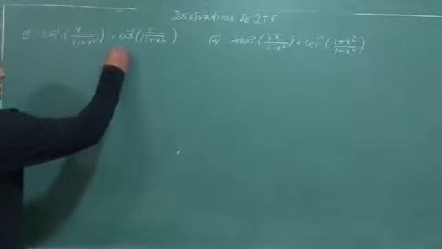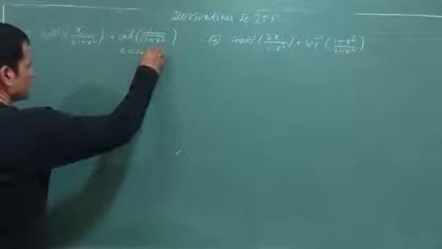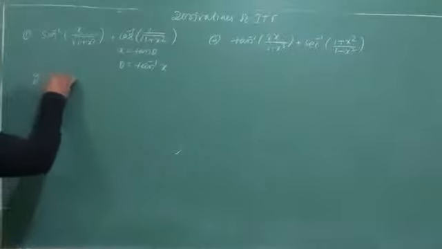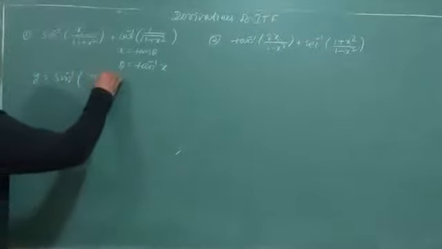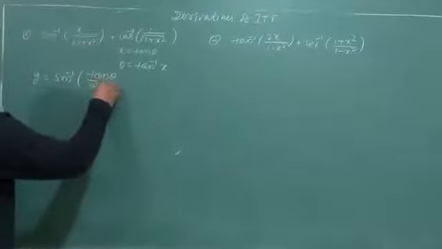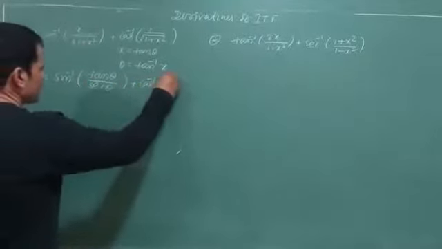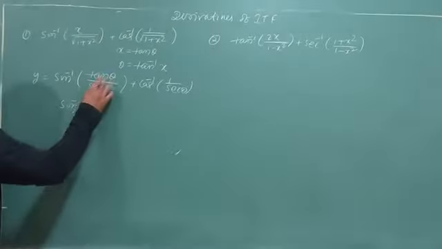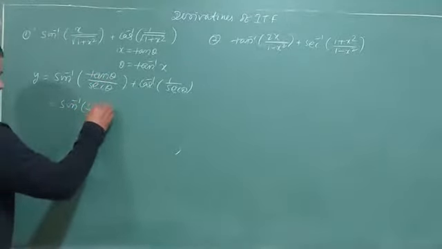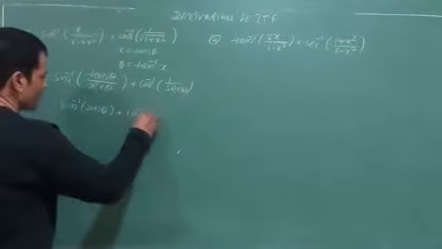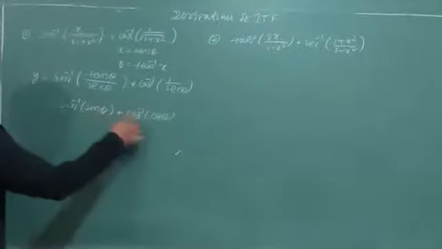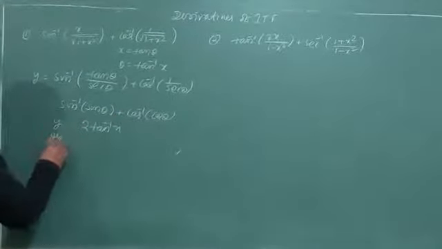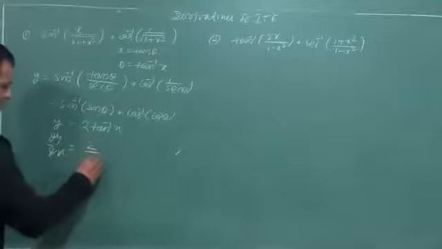Under root 1 plus x square means I will consider x equal to tan theta, so theta is equal to tan inverse x. So y is equal to sin inverse of tan theta by sec theta, plus cos inverse of 1 by sec theta. That gives you sin inverse of sin theta by cos theta times cos theta, that is sin inverse of sin theta, plus cos inverse of cos theta. This is 2 theta, that is 2 tan inverse x. Now easily you can find the derivative d by dx: 2 by 1 plus x square.